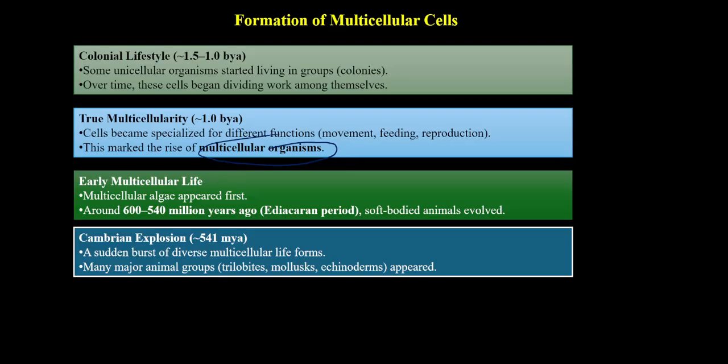Then multicellular algae appeared first around 600 to 540 million years ago. Soft-bodied animals evolved. Then the Cambrian explosion around 541 million years ago, a sudden burst of diverse multicellular life forms occurred, and many major animal groups like trilobites, mollusks and echinoderms appeared. This was the formation of multicellular organisms, when unicellular organisms started living in groups and divided the work among themselves. So basically aggregation was the basis of the formation of multicellular organisms.